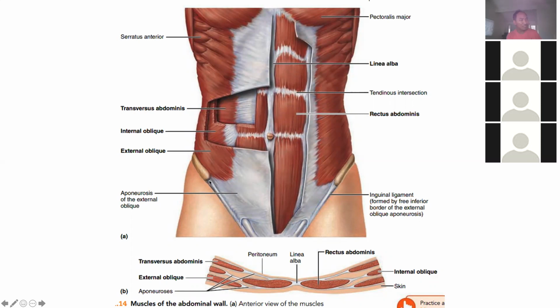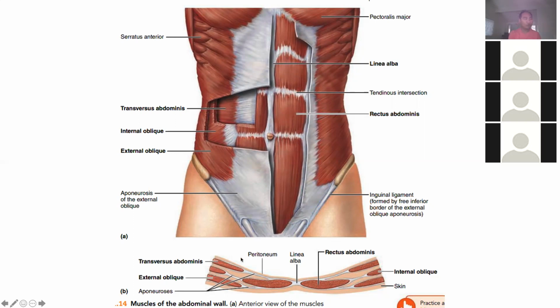And at the lower margin of the external oblique muscle, it will fall inward like that. The folded portion attaches to the tip of the anterior superior iliac spine and goes to the pubic tubercle. That is what we call the inguinal ligament.